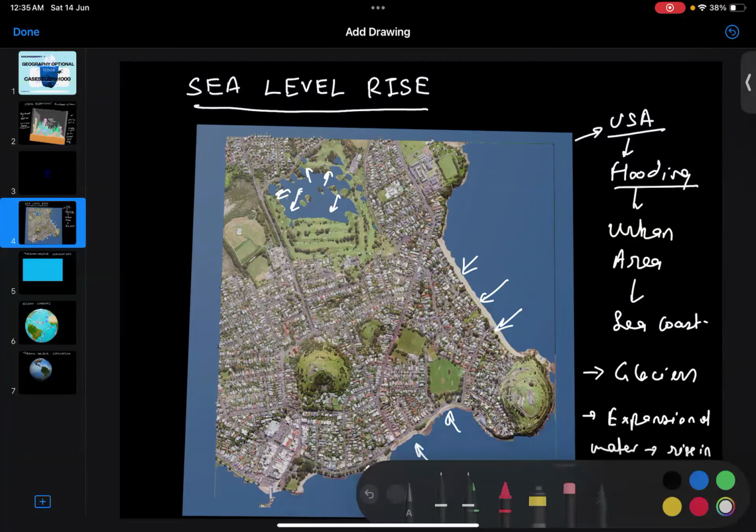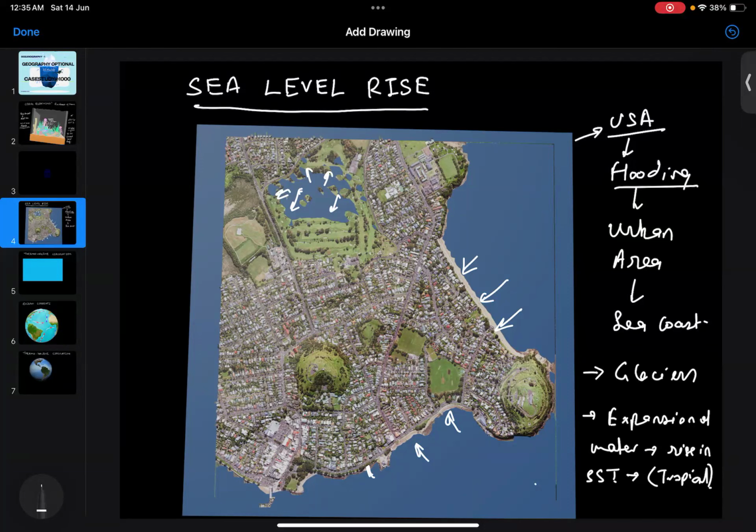Okay, so here we see that this is one case study of the United States of America, which is quite important for us to understand how the urban area, not only the urban area, is one example, but how the sea level rise is affecting a particular region with respect to the melting of glaciers, with respect to the flooding aspect also, and with respect to the increase in temperature resulting in sea surface temperature rise and expansion of water.